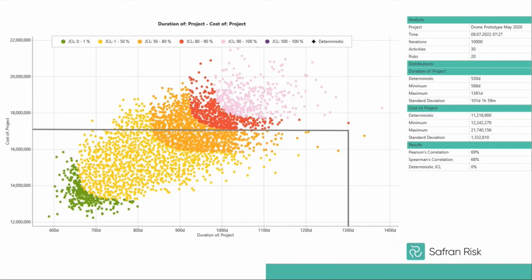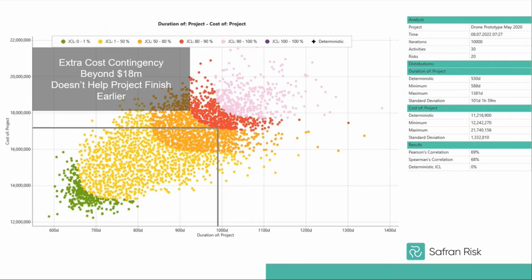Okay, so you're now thinking, but how do I use this effectively? Well, let's investigate what this is telling us. Looking at the cost axis, we can see a sudden steep vertical rise in the P80 necklace. This means that even if we grant ourselves extra cost contingency, it doesn't have any effect on the schedule contingency. So there's little benefit to taking anything higher than, say, $18 million.